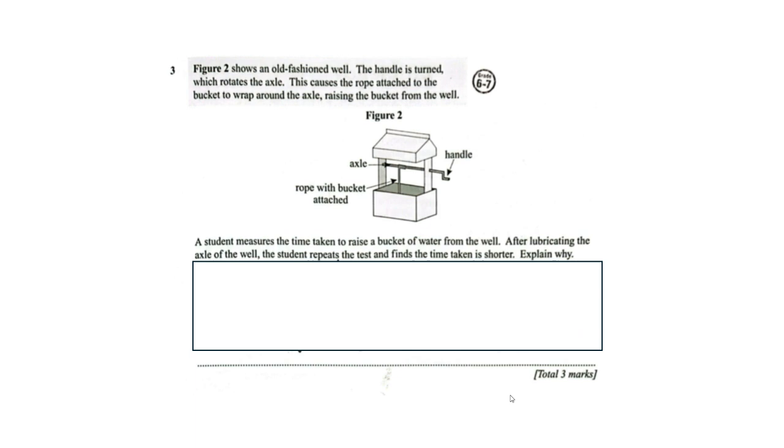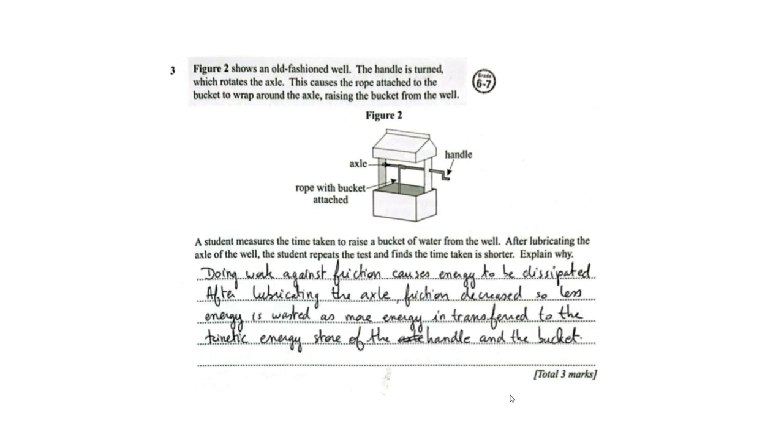Explain why. So when you're turning the handle, you're going to do work against friction, and that causes energy to be dissipated. So you want to reduce the friction, because when you have friction, work is done and energy is transferred. After lubricating the axle, the friction decreased, so less energy is wasted as more energy is transferred usefully to the kinetic energy store of the handle and the bucket. So more of the energy you're transferring to the axle is actually transferred to what you want to do, which is lifting the bucket through the rope.